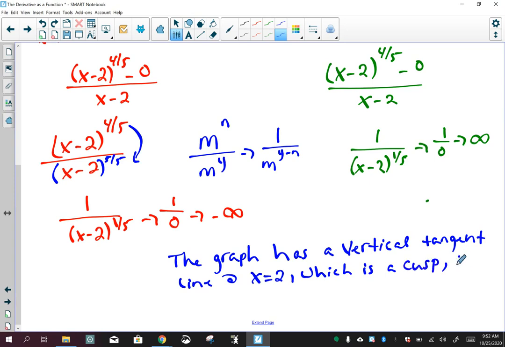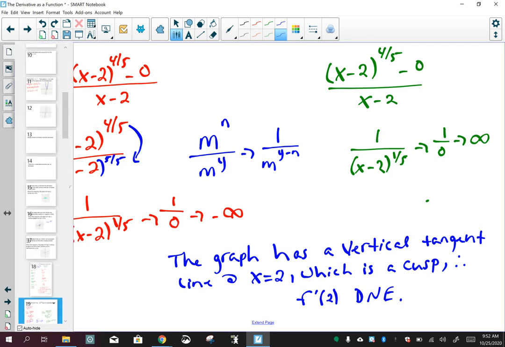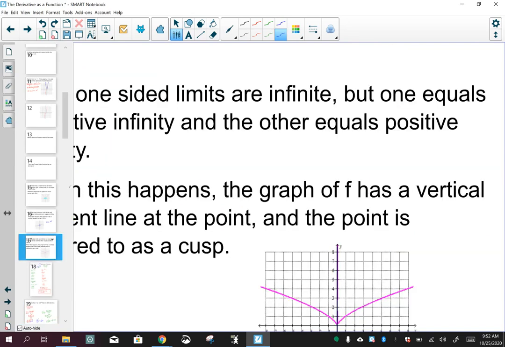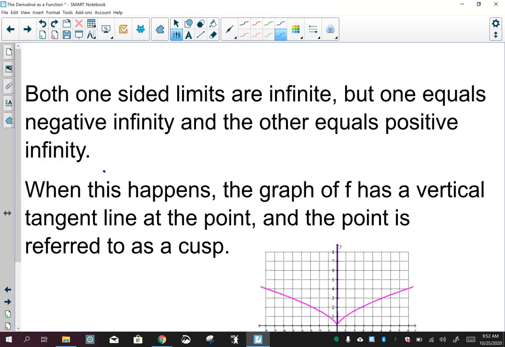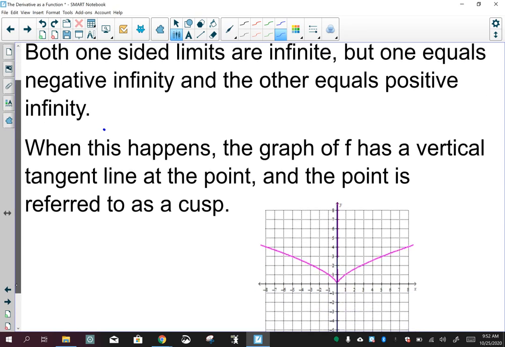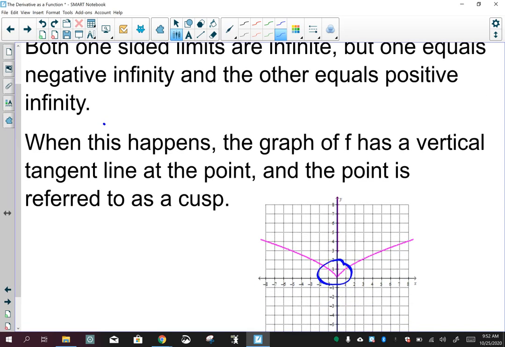So, and therefore, f prime of 2 does not exist. Okay. So, when you do this, I'm going to go back a few slides. We're on 19, so I just remember. So, when we do this, this is what this one's talking about here. One is positive infinity, and the other one's negative infinity. So, when it happened, we have a graph that's going to do something like that.